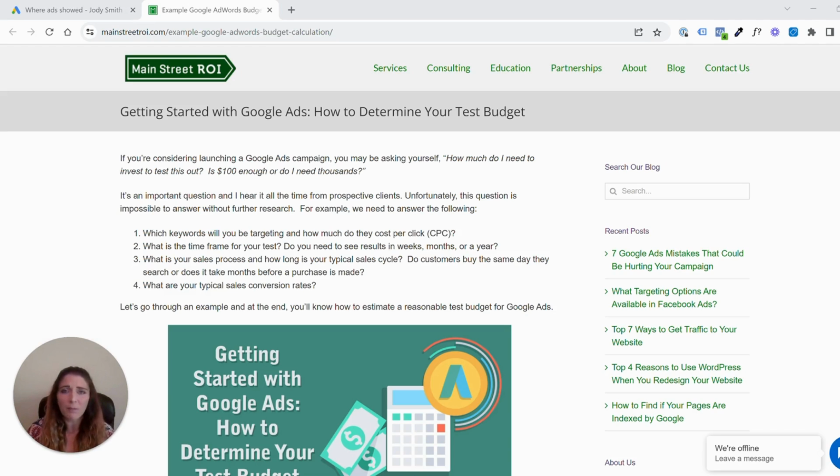Oftentimes we'll do some quick math and suggest to our clients anywhere between $1,000 to $5,000 on their monthly total budget to pay directly to Google Ads. And that's so that we can get enough data coming in that there are statistically significant numbers that we can even look at. So, the other thing is the time frame for how long we want to run that campaign.